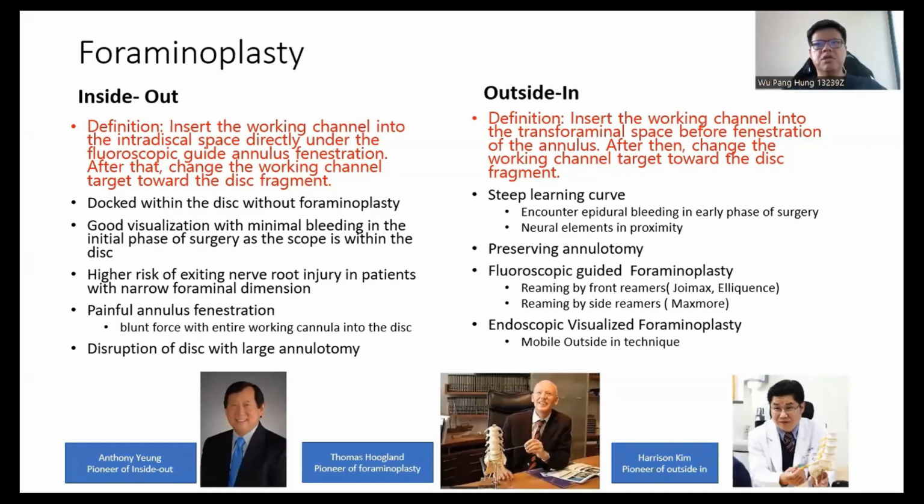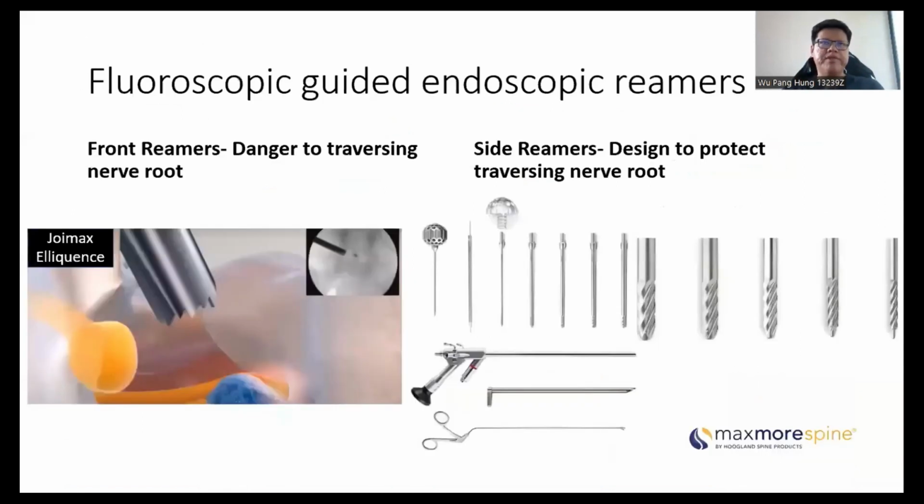So Dr. Thomas Hoagland subsequently suggested we should do a fluoroscopic guided foraminoplasty, and he designed the Maximal system with the side reamer system, which is safe for the exiting nerve root. There are also front reamers by various companies that can help in foraminoplasty. Professor Hyo Sung Kim has suggested that we should use a mobile outside-in technique, which I essentially call an endoscopic visualized foraminoplasty, which I have employed in my practice.